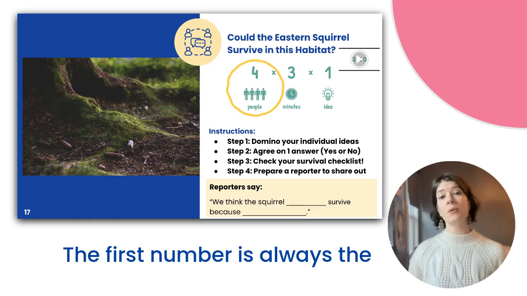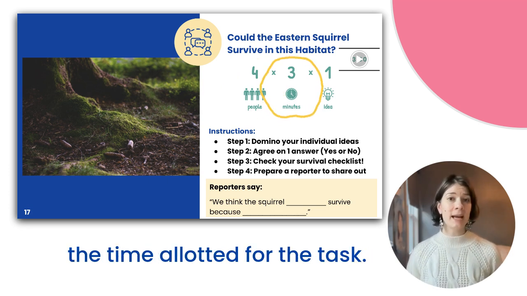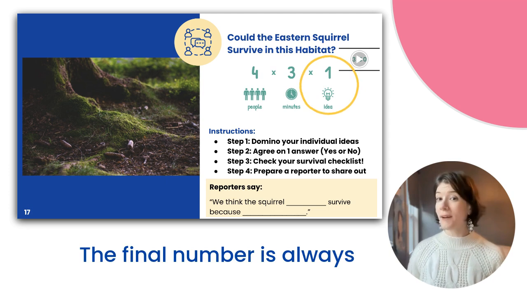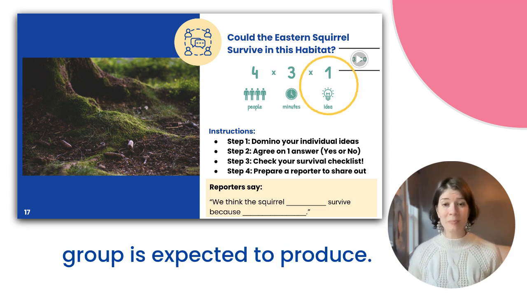The first number is always the number of students in the group. The second number is always the time allotted for the task. The final number is always the number of things that the group is expected to produce.